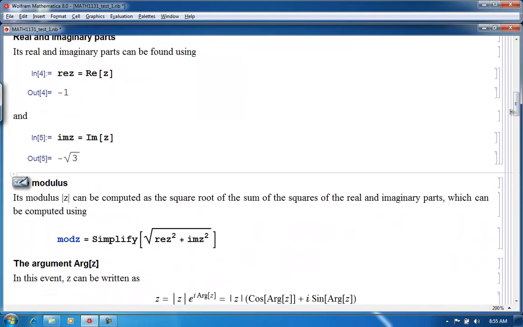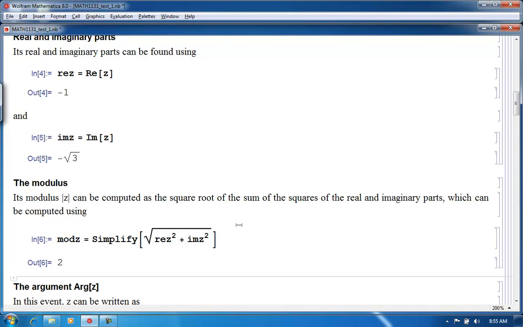So the modulus of a complex number is computed as the square root of the sum of the squares of the real and imaginary parts. So we can compute it for this particular case here, and the answer is 2. And we can see that's correct. It's minus 1 squared is 1, minus root 3 squared is 3, 1 plus 3 is 4, square root equals 2.